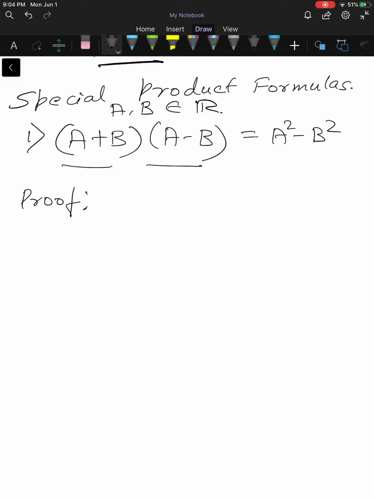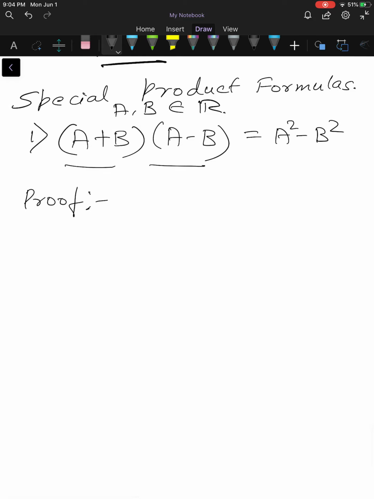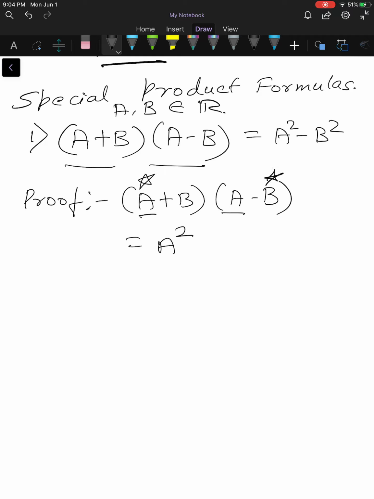How to prove this? That is nothing but applying FOIL, because you are multiplying two binomials. So you can apply the FOIL method that I taught you earlier. A plus b into a minus b. If you apply FOIL, the first terms are a and a, so multiplying them you get a square. Outer terms are a and minus b, so you get minus ab. And inner terms are b and a, so multiplying them, plus ba.